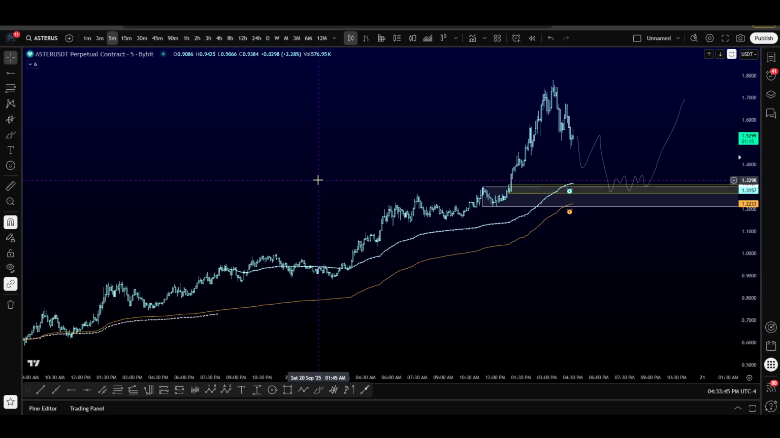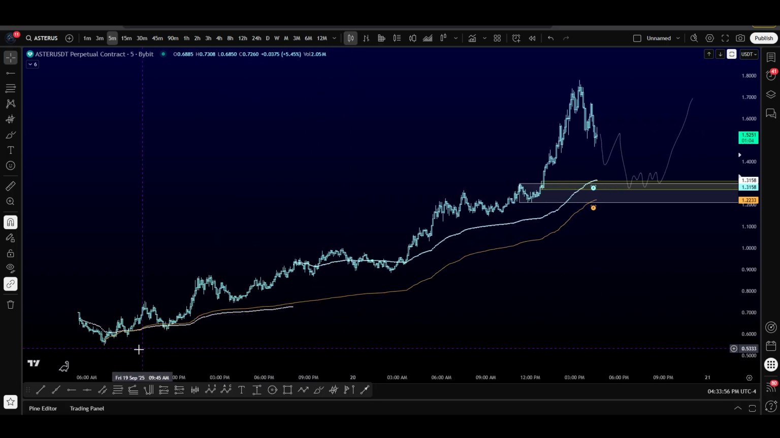But yeah, as you can see, I have two VWAPs pulled. This is just the daily anchored VWAP for today, which is the 20th of September. And we also have the anchored VWAP pulled from the very low on the Bybit perpetual contract chart. This is very important because Bybit is one of the highest volume centralized exchanges out there, so a lot of times their levels are well respected.